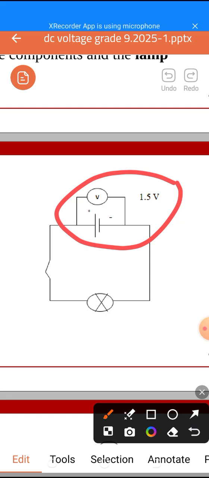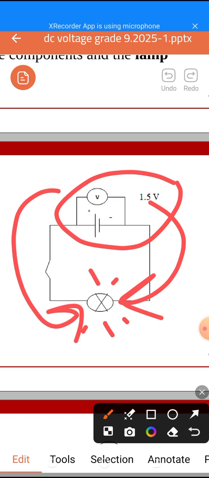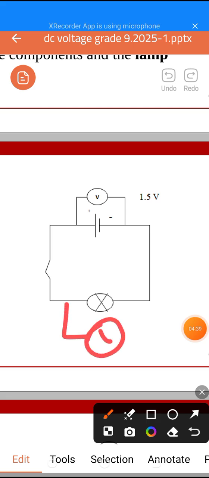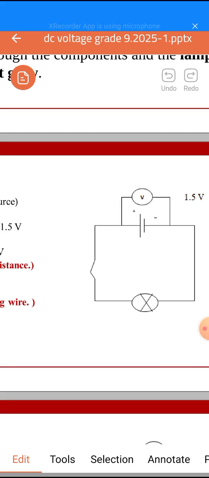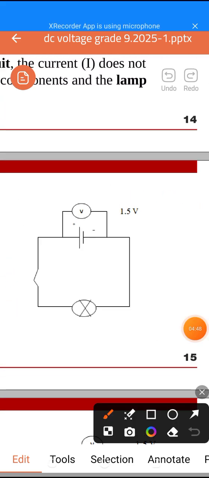So the dry cell can give energy of 1.5 volt as voltage. So the lamp will take this voltage and it will glow. So since there is only one lamp, the lamp will take all of the voltage. So the voltage of the lamp is also 1.5 volt. Now, if we put a voltmeter across the lamp, it will also read 1.5 volt. If we put a voltmeter across the closed switch and across the connecting wire, what will the voltmeter read?